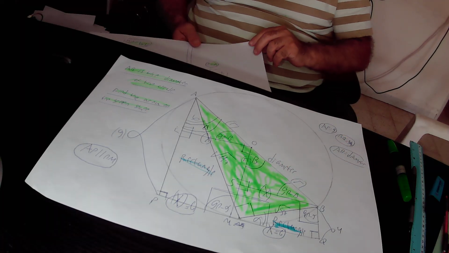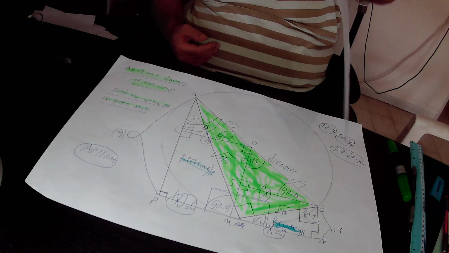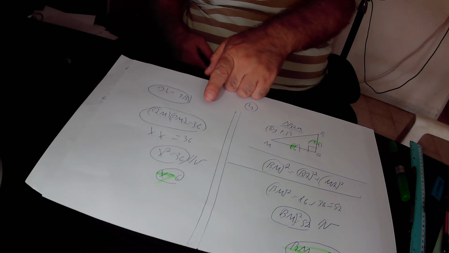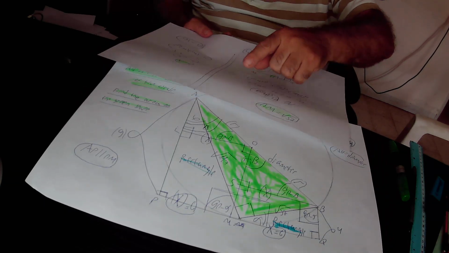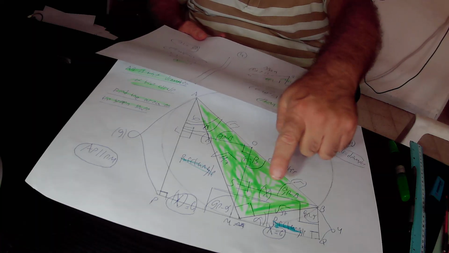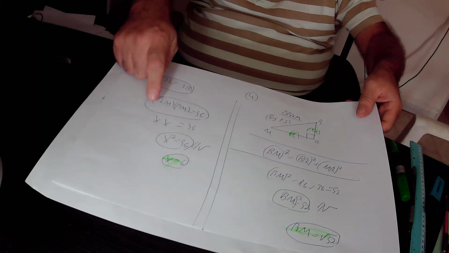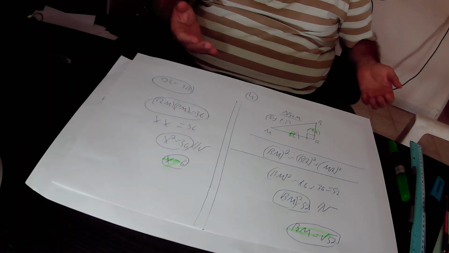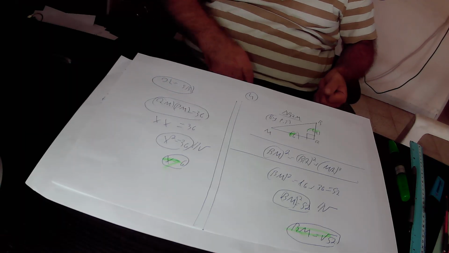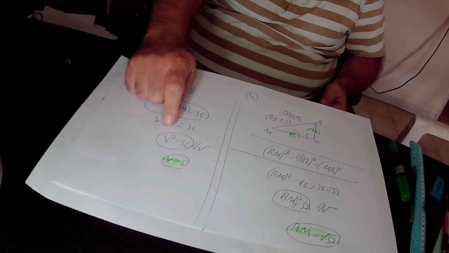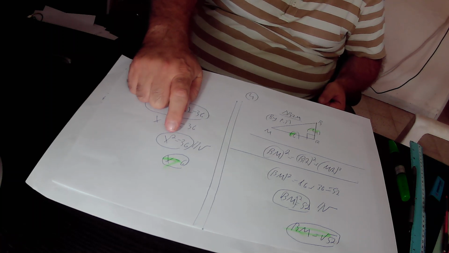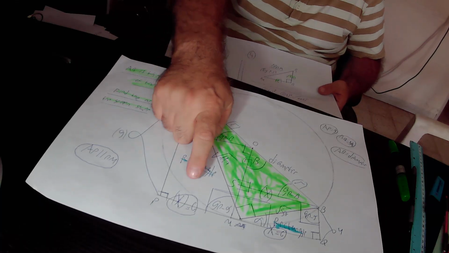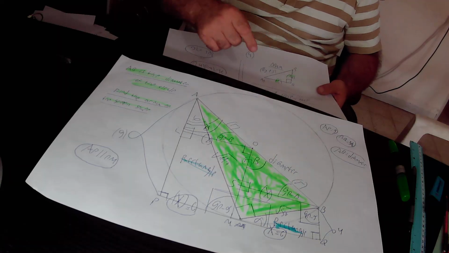We already found out that MQ times PM equals 36. MQ is x and PM is x. So in total, x times x equals 36. x times x is x squared, which equals 36. Solving this equation, I found that x equals the square root of 36, which is 6. So x equals 6.